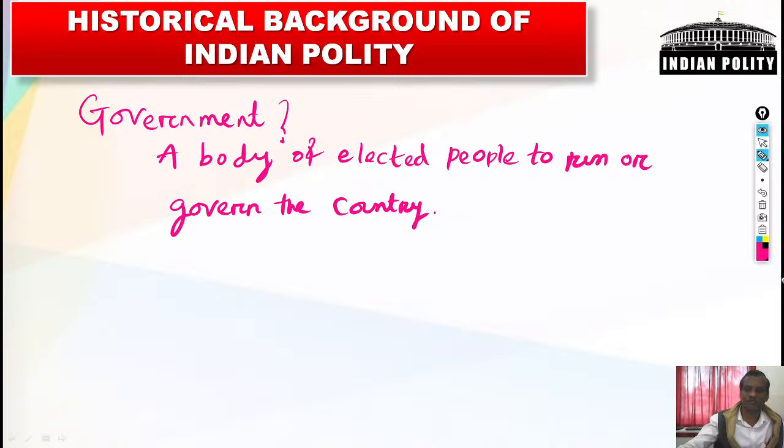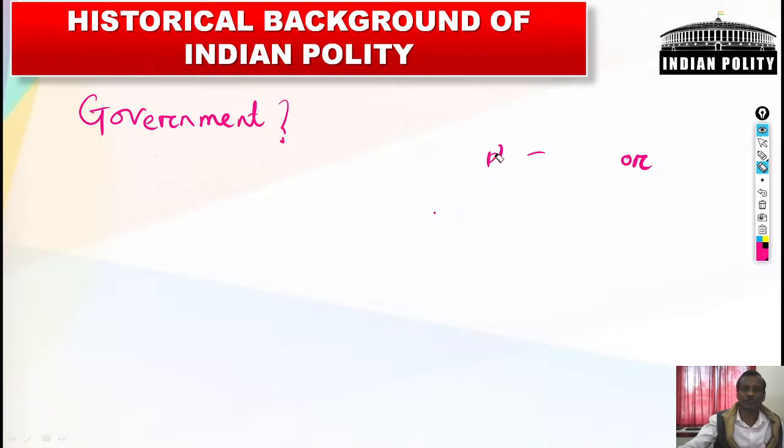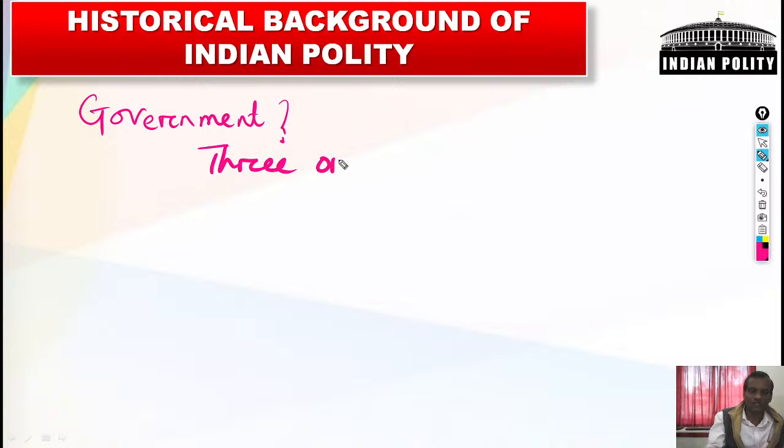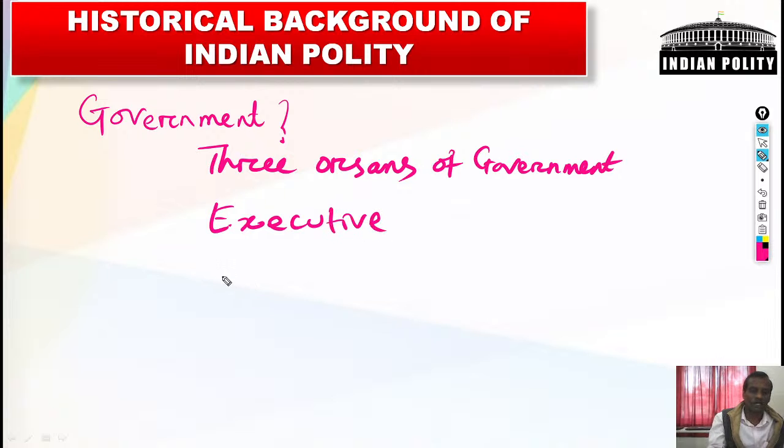In the broader sense, the government means three organs of government, isn't it? Three organs of government. One is executive, another is legislature, and judiciary.